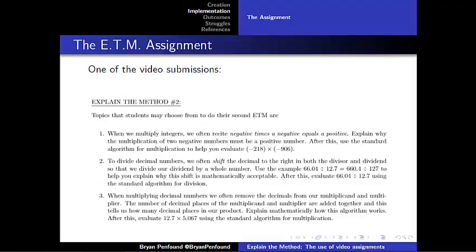So to give you an idea of what one of the ETM assignments might look like, here are 3 examples. In the first example, I was asking students to explain why a negative times a negative is a positive number, and then evaluate this multiplication of 2 negative numbers. In the second example, I was asking students to explain why we shift the decimal in the divisor and the dividend when we're dividing decimal numbers. And in the third submission, I'm asking students to explain the procedure for multiplication of decimal numbers. Why is it that we remove the decimals and then add it in at the end, and how does that work?